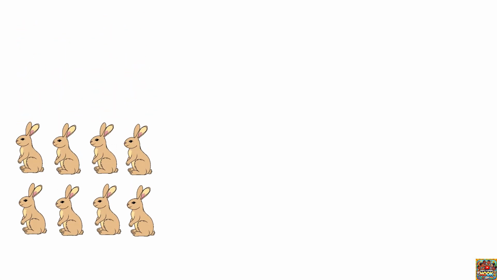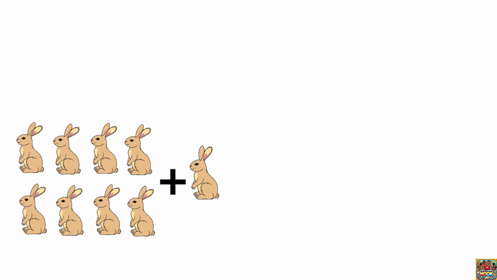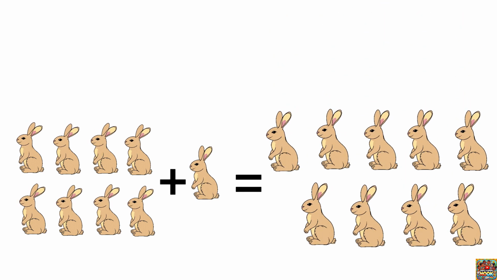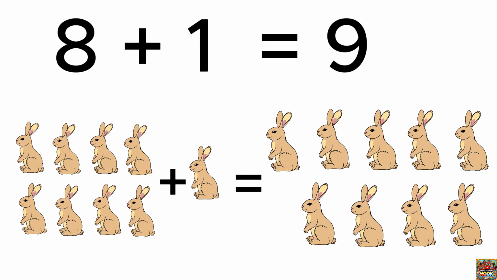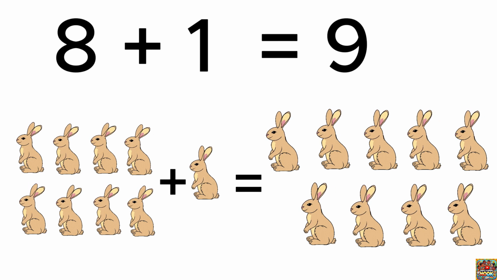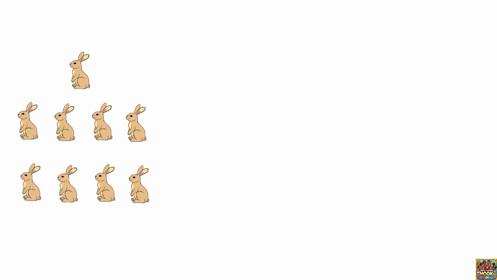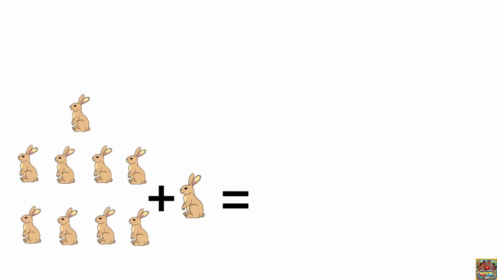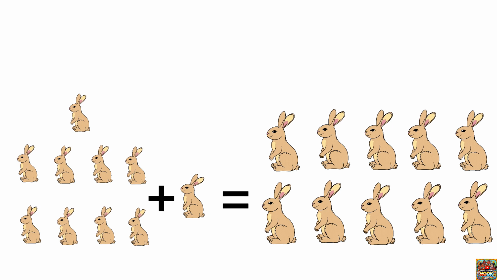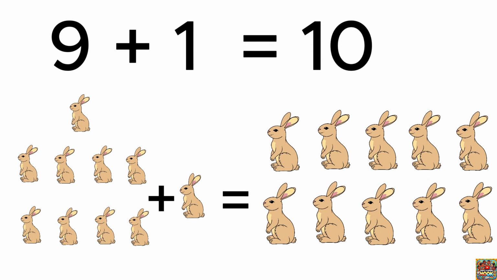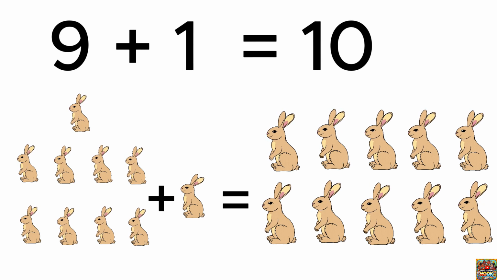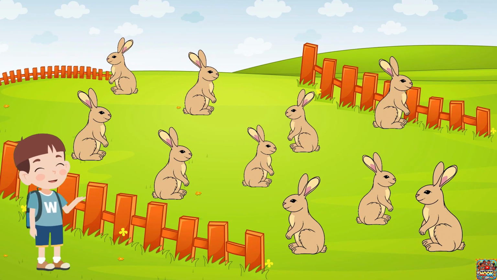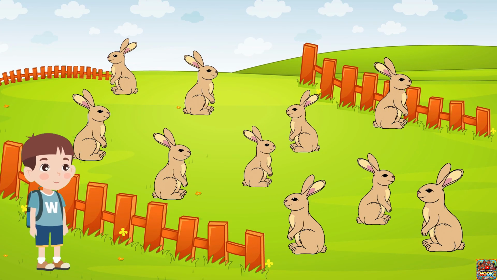8 rabbits plus 1 rabbit equals 9 rabbits. It means 8 plus 1 equals 9. 9 rabbits plus 1 rabbit equals 10 rabbits. It means 9 plus 1 equals 10. Now we have 10 rabbits on the farm.